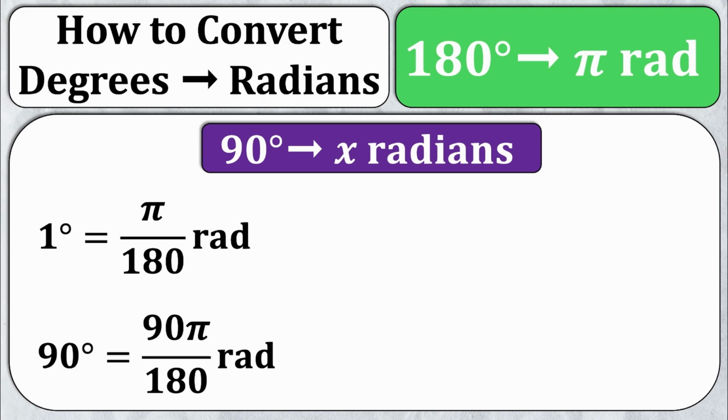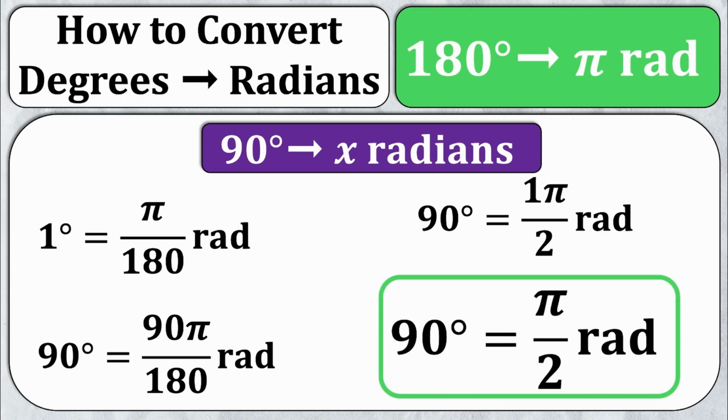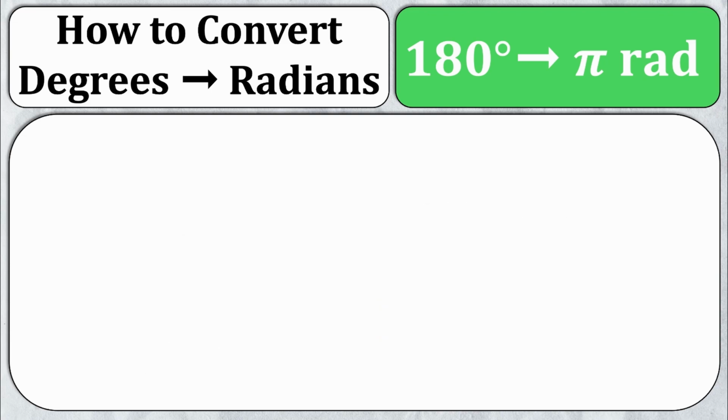And now I can simplify the fraction by dividing the top and the bottom by 90. Now that gives me a simplified version of 90 degrees is equal to 1 pi over 2 radians, which of course I don't really need to write the 1, so I can write 90 degrees is pi over 2 radians. Maybe that was a little confusing. Let's look at another example.